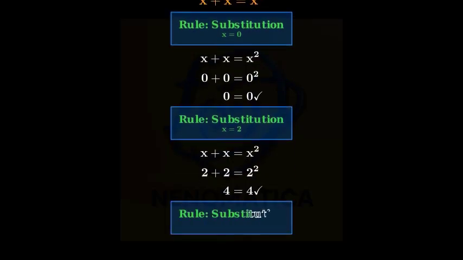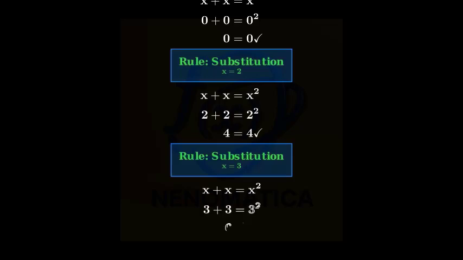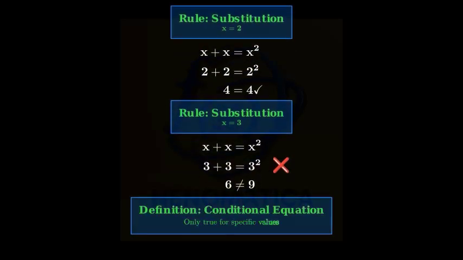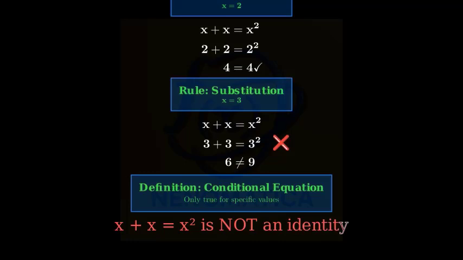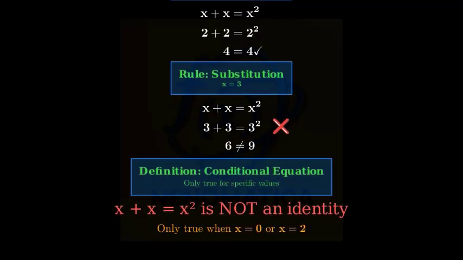But what about x equals 3? The left side gives us 3 plus 3, which equals 6. The right side gives us 3 squared, which is 9. Since 6 is not equal to 9, the equation is not true for x equals 3. Therefore, x plus x equals x squared is not an identity because it's not true for all values of x.